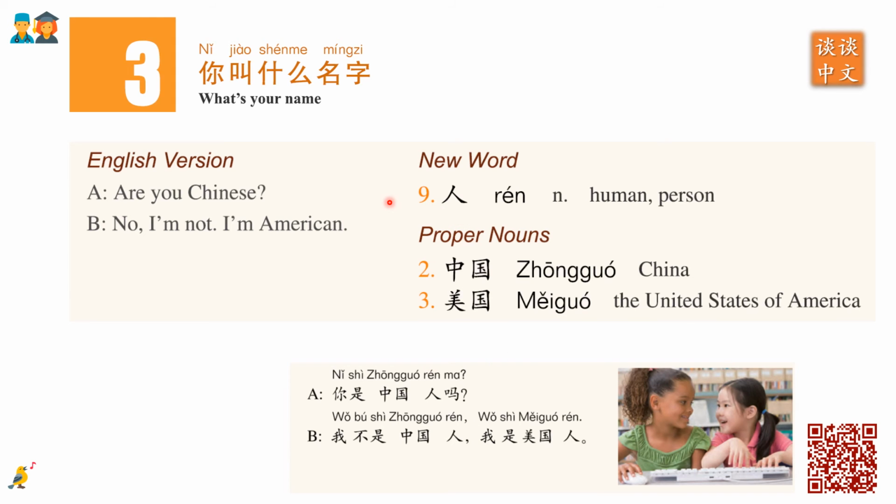New words here. 人 is human. Another important word, 人, human, person. Any person is 人. 中国 is China. So if you are going to China, you should know that this word 中国 means China. So in Chinese you write China like this. 中国. 美国 is United States, America. This is how you write America, 美国.